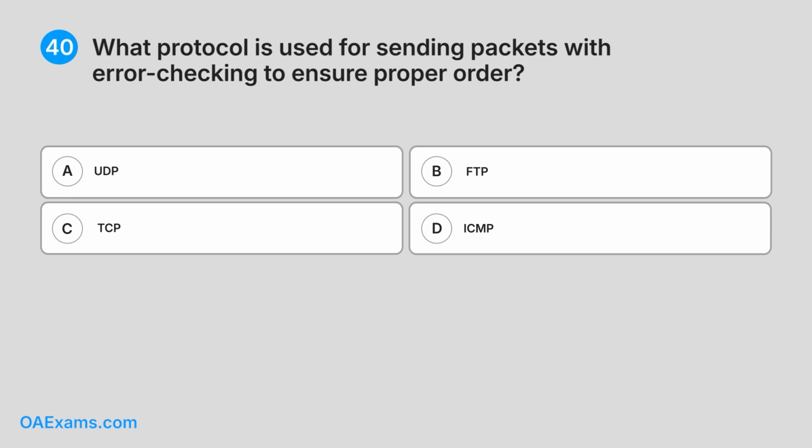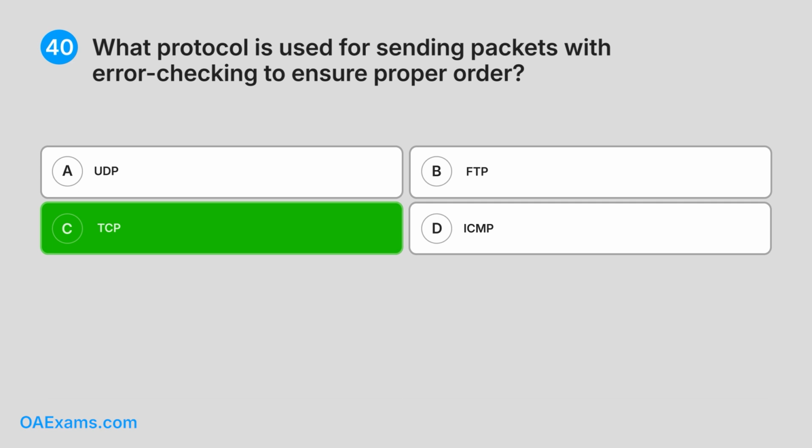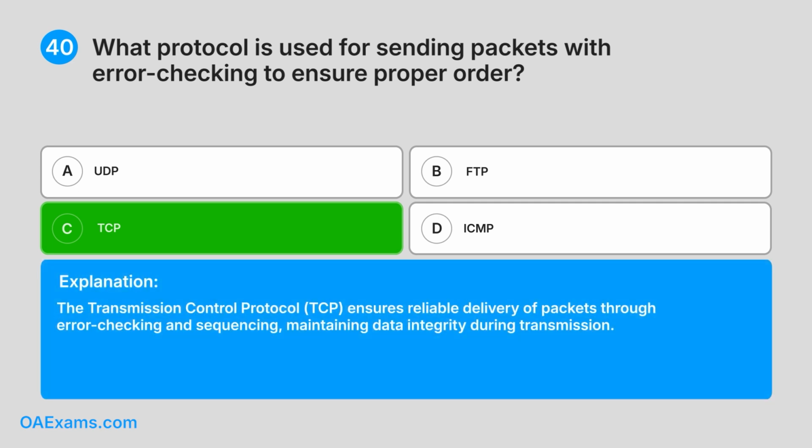Correct answer. C. TCP. Explanation. The Transmission Control Protocol, TCP, ensures reliable delivery of packets through error checking and sequencing, maintaining data integrity during transmission.